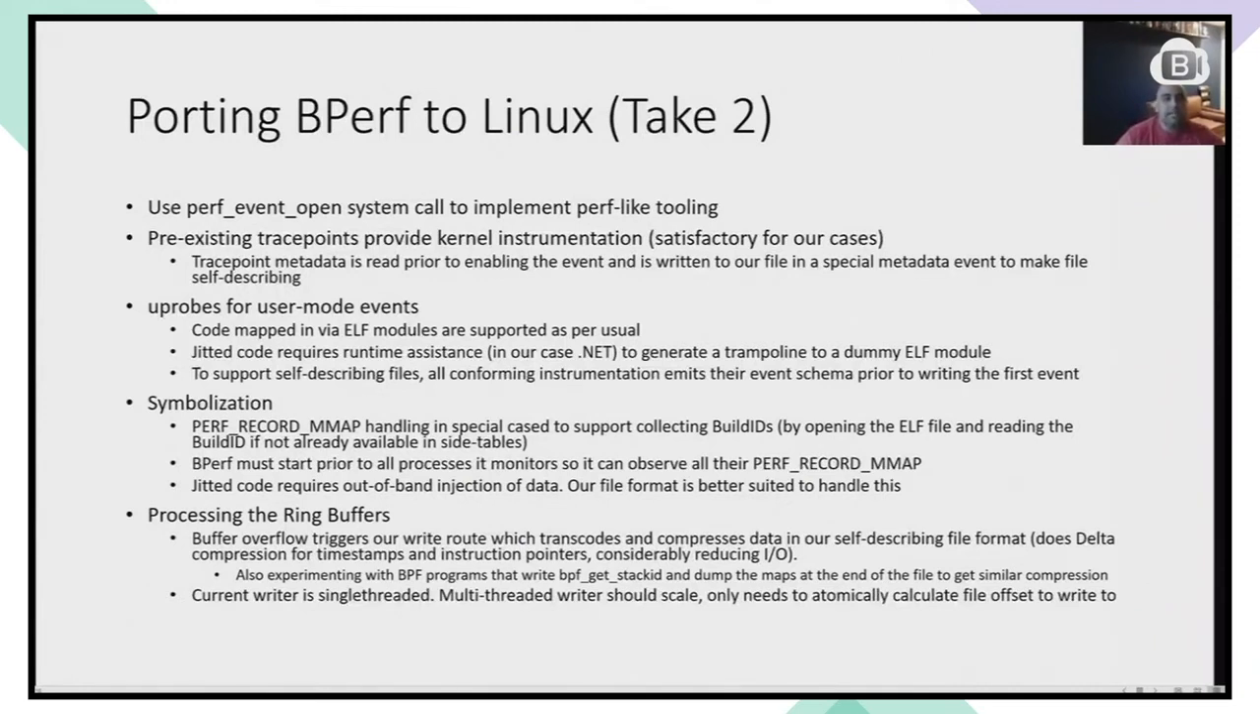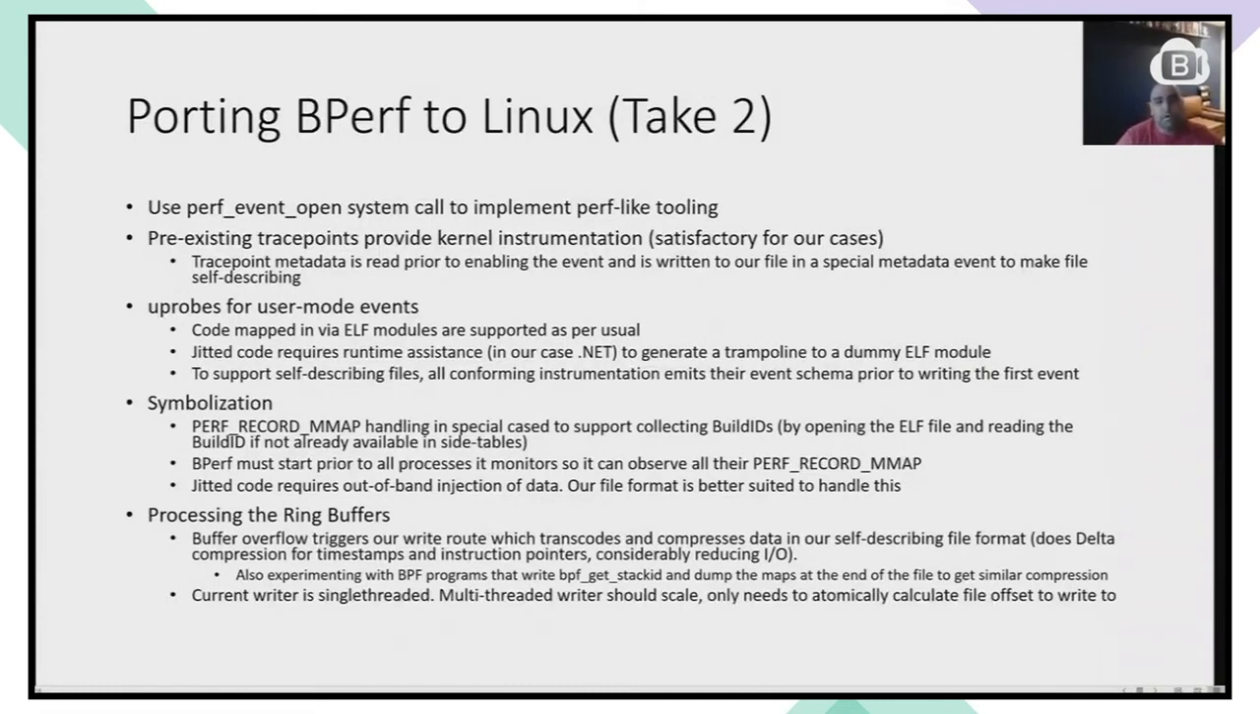But basically, what we did was use pre-existing tracepoints, which provide kernel instrumentation that is satisfactory for our use cases. So we don't actually have to end up doing kprobes. And as I described, we have our self-describing file format. So what we actually do is, when a tracepoint is enabled, we look up its metadata and insert that metadata into the event stream prior to any tracepoint of that type being activated. So now we have self-describing tracepoints.